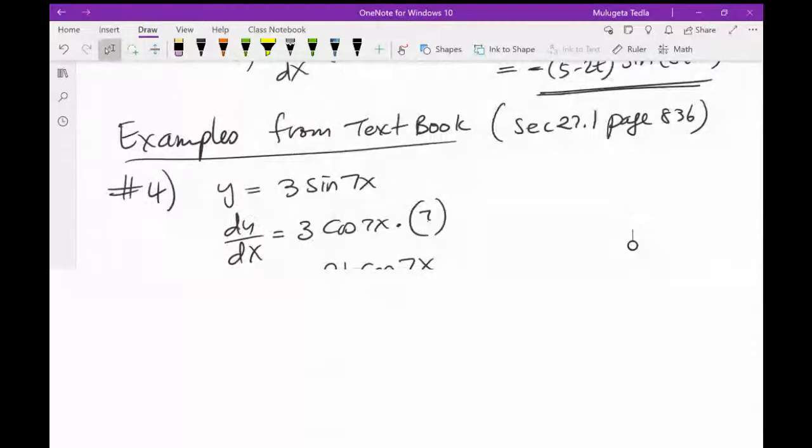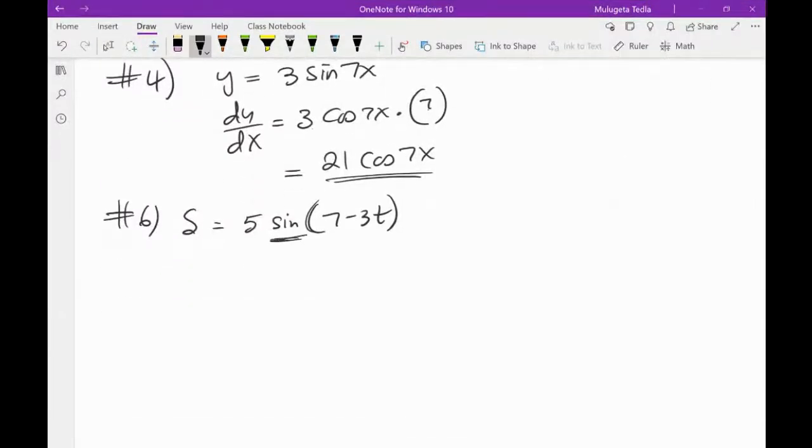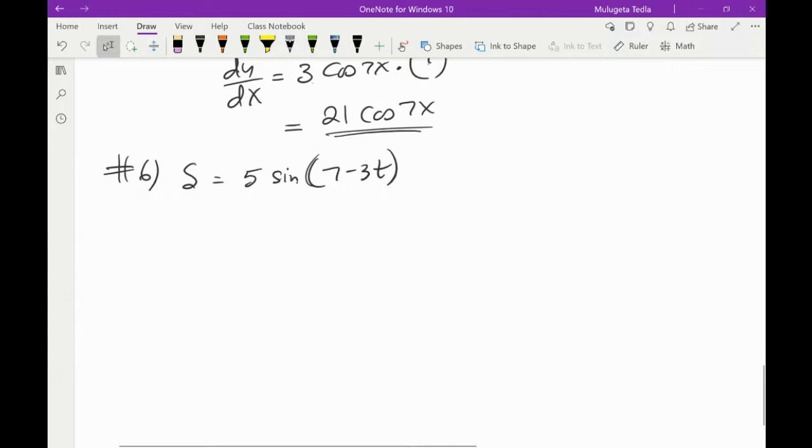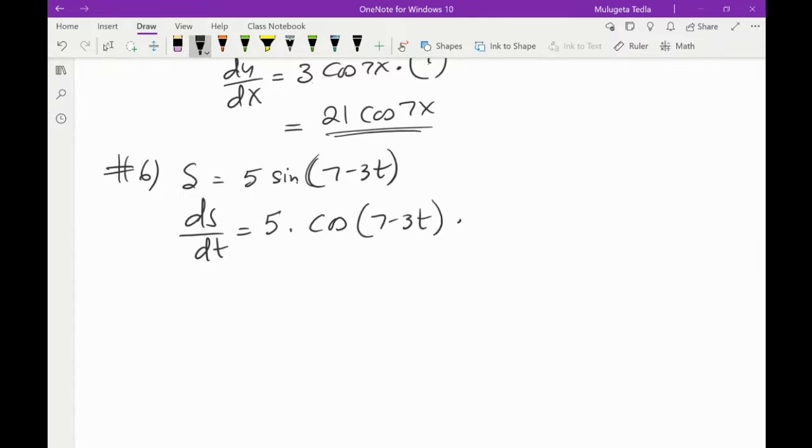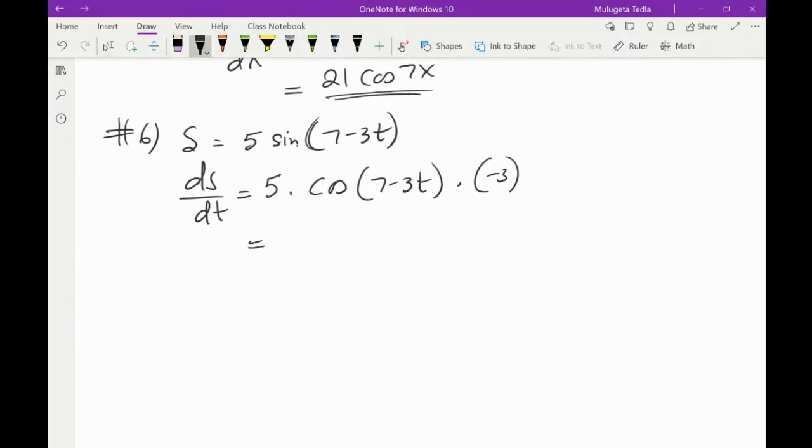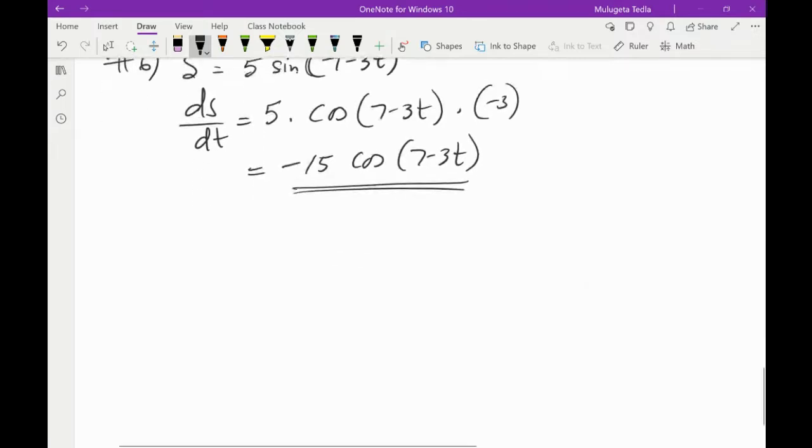Of course, complication also starts with the function. Is it sine x? Is it sine squared x? Is it sine cubed? And so on. But at this level, ds by dt would be 5. The derivative of sine is cos of your angle times the derivative of the angle. You got to use brackets when you have a negative multiplier. So this negative and 5 will give you negative 15 cosine of 7 minus 3t. That's the best we can do.